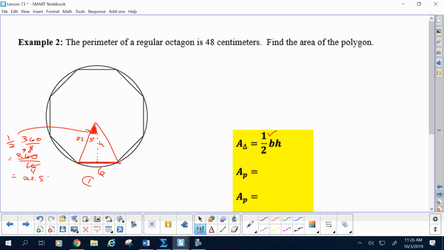So first thing we did was find a side. Second thing we did was find a right triangle angle. Okay, we wanted a right triangle angle so we can use a little trick here. Now, we want to find the height. How do we find the height?